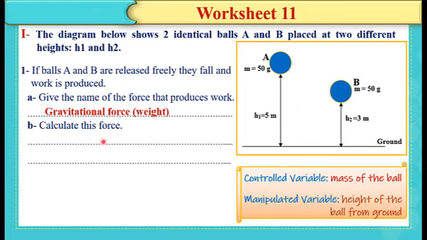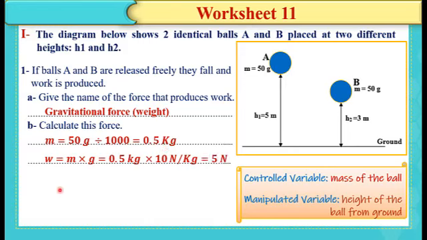Calculate this force. To calculate it, we should start with the formula. Weight equals mass multiplied by gravity. Of course, the mass should be converted into kilograms. So, mass equals 50 grams divided by 1000, which is 0.05 kilograms. And weight equals mass multiplied by gravity, which will be equal to 5 Newton.